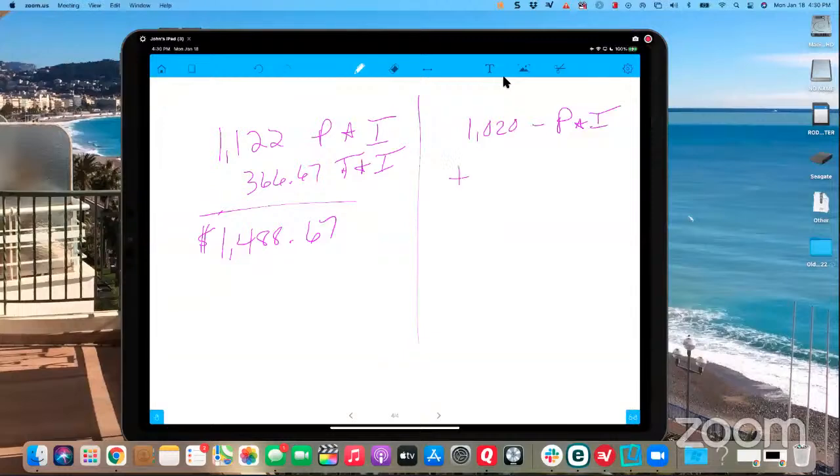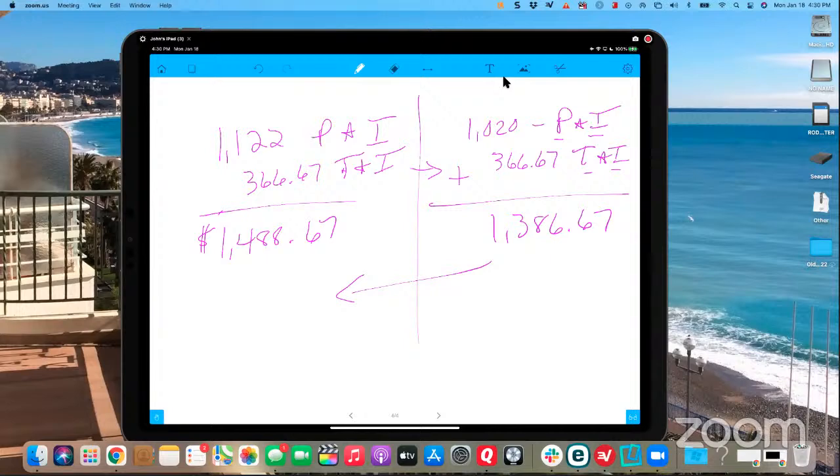And we need to add the taxes and insurance, 366.67, T and I. So that's PITI. Sometimes you might just see PI, which is principal and interest, but just remember to note that. So 1,020 plus 366.67 equals 1,386.67. So what's the savings that you will have, or the difference?